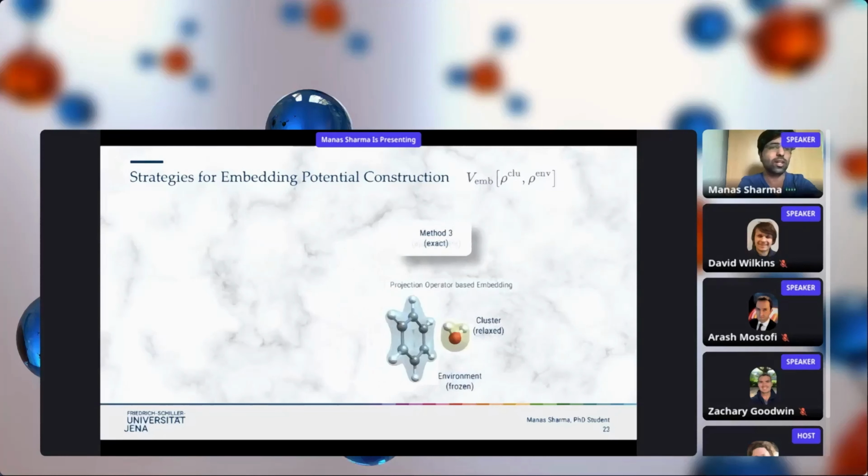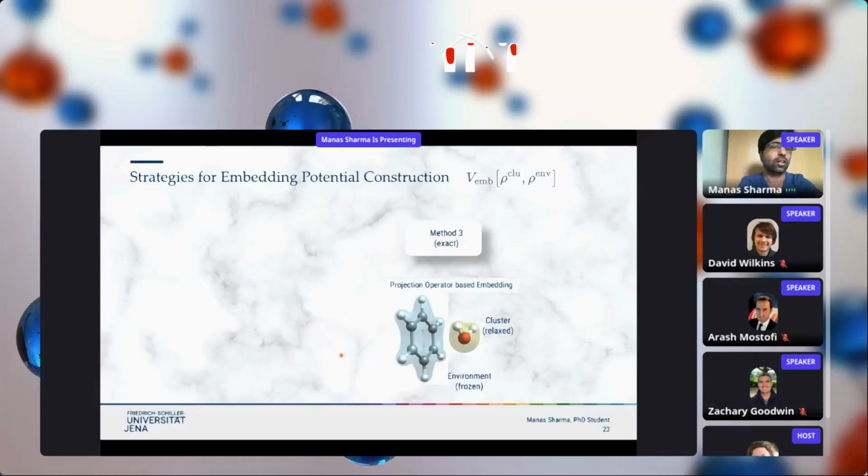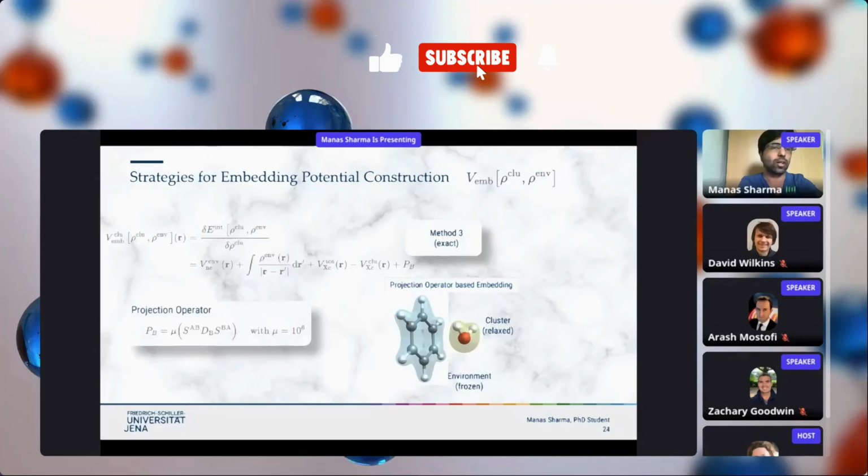Method 3 is pretty much the same as method 1. However, here the use of the approximate kinetic energy density functional is avoided by using a projection operator that basically orthogonalizes the quantum orbitals of subsystem A with respect to the orbitals of subsystem B, or vice versa. And this basically means that this method is exact in nature. So to sum up, I would say that method 1 and method 2 can be used for weakly interacting systems, while method 3 is suitable for even strongly interacting systems.